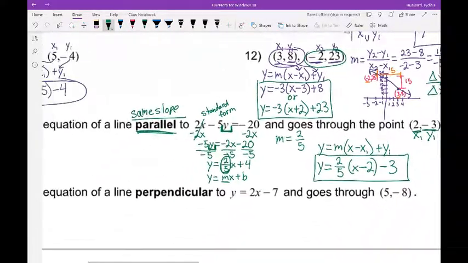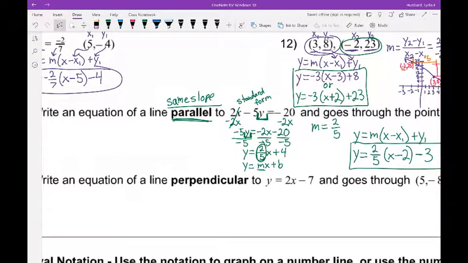Okay. Now the next one is easier and harder all in the same problem. Because the next one is asking us to find a line that is perpendicular. So perpendicular does not have the same slope. Perpendicular has what we call the opposite reciprocal slope. So I abbreviate that as opposite recip. Basically what that means is we need to flip the sign, but we also need to flip the fraction. Because opposite means opposite sign and reciprocal means the reciprocal fraction.